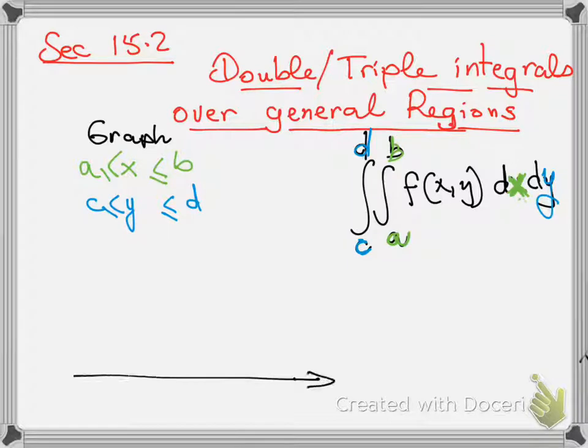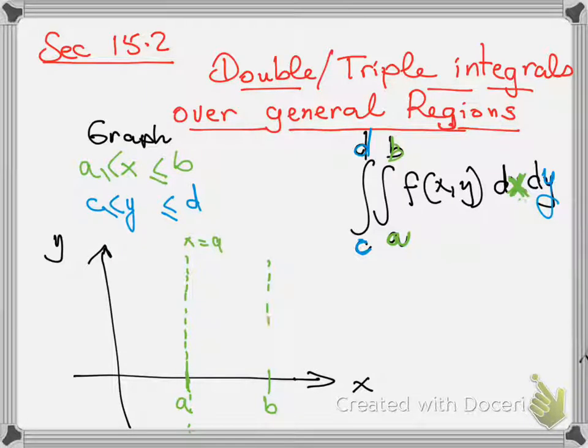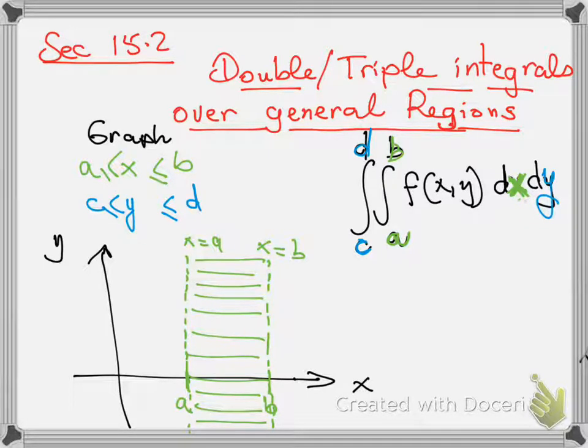So let's say here is your x-axis, this is the y-axis. Let's say here is your a and b. When you say x is between a and b, it means the points between the lines x equal to a and x equal to b. This is the line x equal to a, and this is the line x equal to b. So that would be this region here. That's the set of the points with x between a and b.